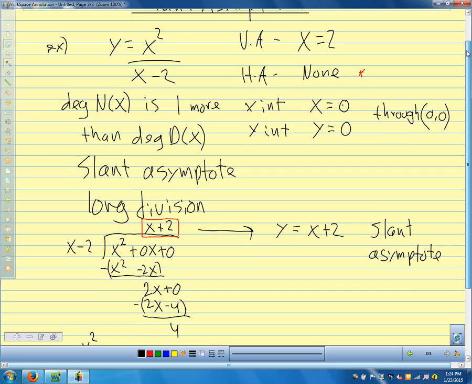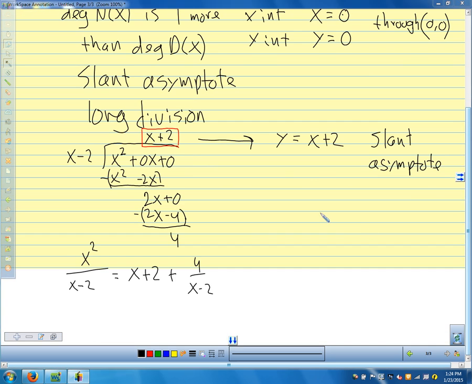So now we're ready to sketch our graph. We have all of our information that we need. Our vertical asymptote is at x equals 2. Our slant asymptote is y equals x plus 2. I need to graph that. How do I graph y equals x plus 2? Plotting points, or using y equals mx plus b form. What does this 2 tell us? That's the y-intercept, so it crosses at 2. The slope is 1, so I could go plus 1 over 1, etc. So there's my slant asymptote.